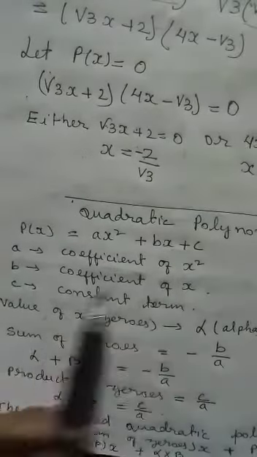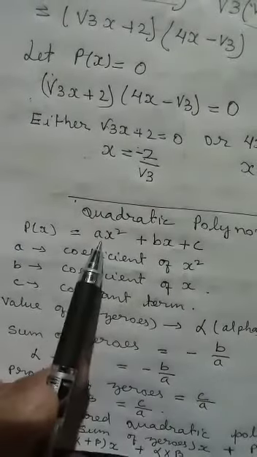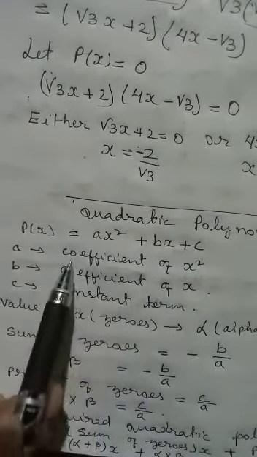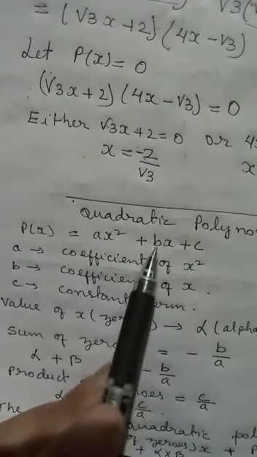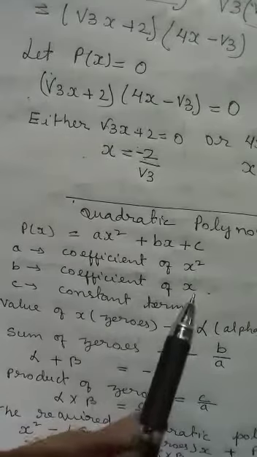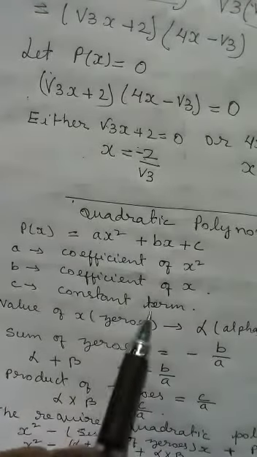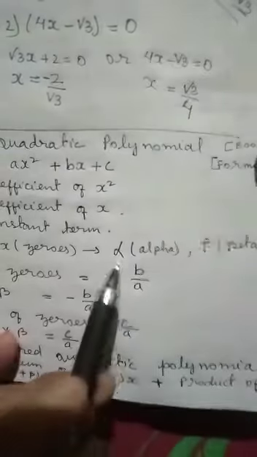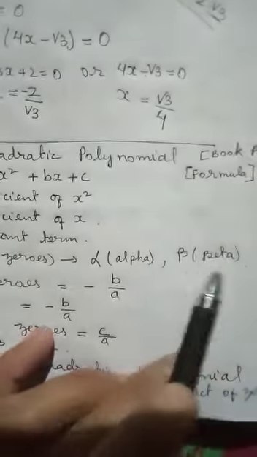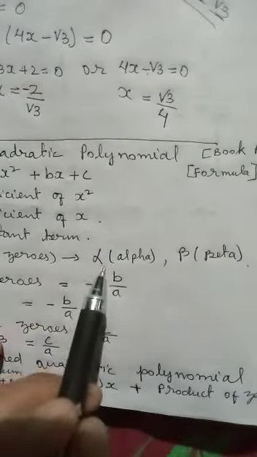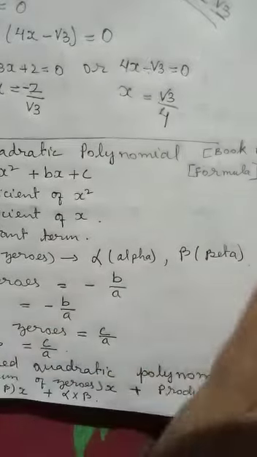Remember, this is the standard form of a quadratic polynomial. So a is the number present with x square, or we call it the coefficient of x square. Then b is the number present with x, that is the coefficient of x, and c is the constant term. Sometimes those values of x which we get from here, we denote as alpha and beta. These are Greek alphabets, this one we call alpha, this one we call beta.